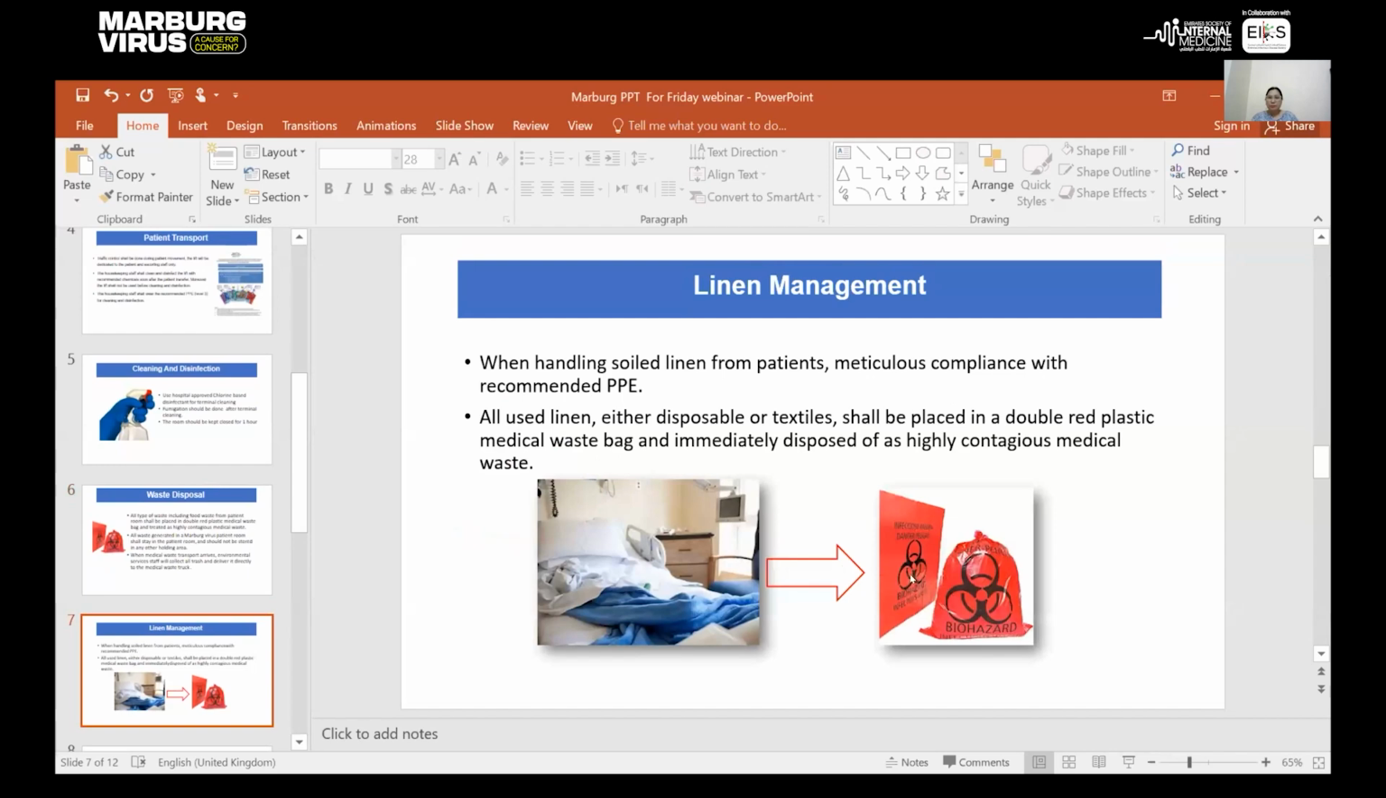So for the linen management, when handling soiled linen from the patient, meticulous compliance with the recommended PPE is required. All used linen, either disposable or textile, should be placed in a double red plastic medical waste bag and immediately disposed as highly contagious medical waste.